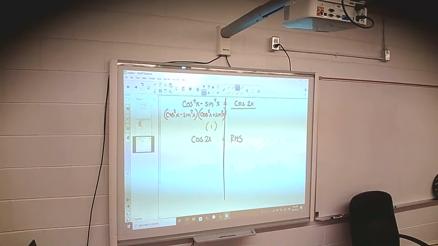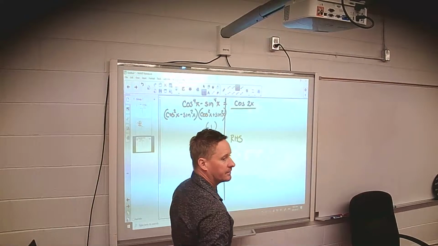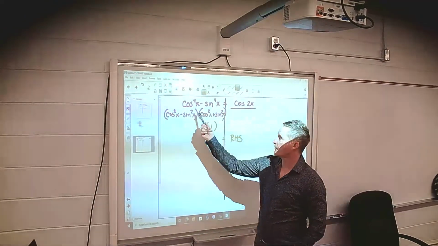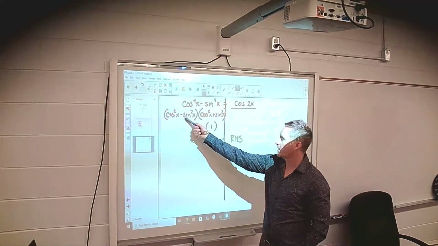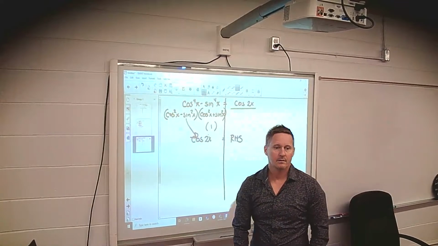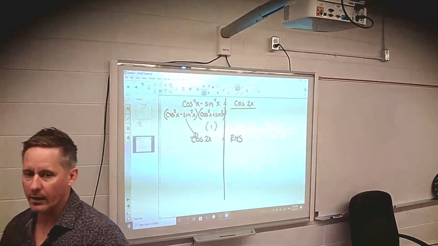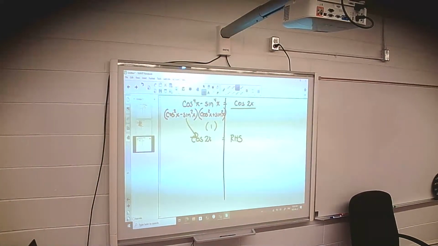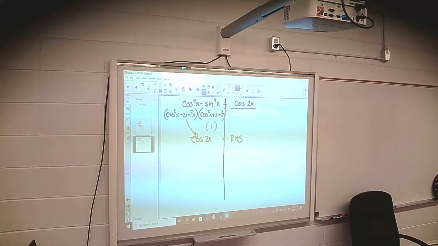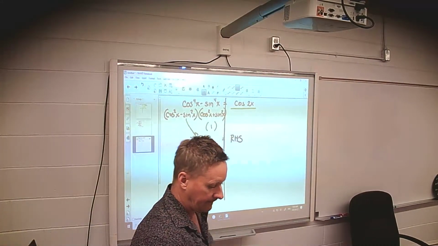Okay. This is only a 2-mark question. 1 mark for the difference of squares and 1 mark for changing that to that. A 2-mark question, not much work to it, but the recognition of 1, it was difference of squares, and 2, that you had 2 different identities on that second step. Okay?